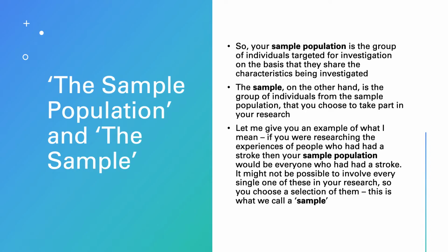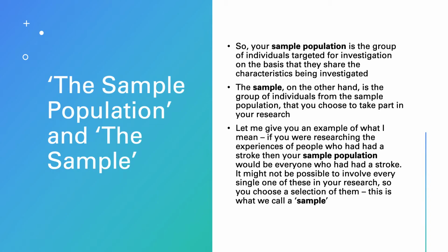Now, the sample population will be made up of people who share similar characteristics. The sample, on the other hand, is a group of people from the sample population that you choose to take part in your research. Just to help you get your head around that, have a look at this example. If you were researching the experiences of people who had had a stroke, then your sample population would be everyone who had had a stroke.